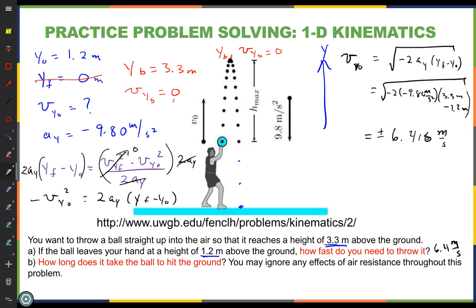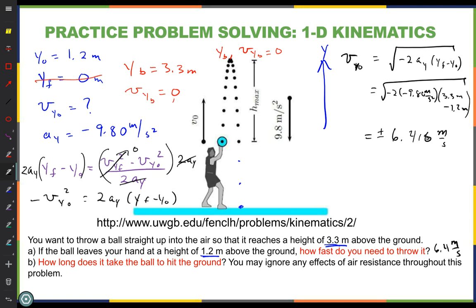How would you solve this? You know every variable except time, so you could use any. One person started saying, well, you could use the quadratic. You could, but now that we know the initial speed, let's make life easier.